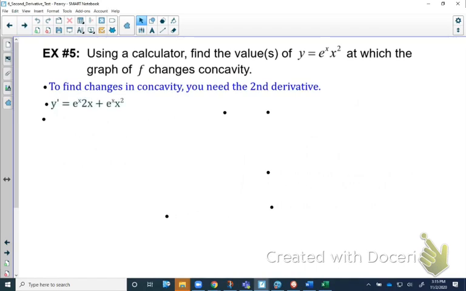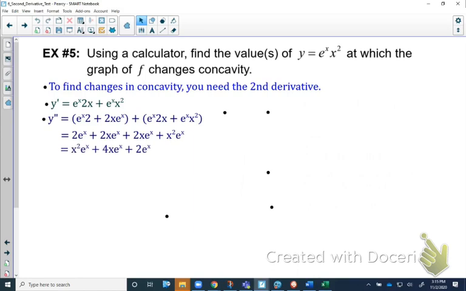So here's the first derivative based off of the product rule that we would employ to get to the first derivative. And for the second derivative, I'm going to have to use the product rule twice, and I'm going to wind up with this. Now, we don't really need the parentheses, and we can start combining some like terms. When we're done, this is my final simplified second derivative, where I have e to the x power times x squared plus 4x plus 2.